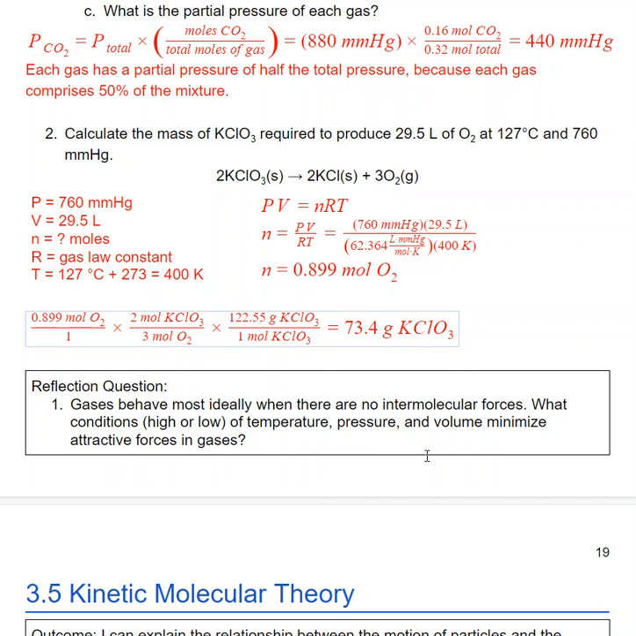So our reflection question: gases behave most ideally when there are no intermolecular forces. So what conditions are going to minimize those attractive forces? So we want high temperature so the particles are moving very fast and can't interact with each other. We want low pressure, so again, there's fewer collisions and interactions. And we're going to want a big volume so they have lots of space to be in and not be attracted to each other.